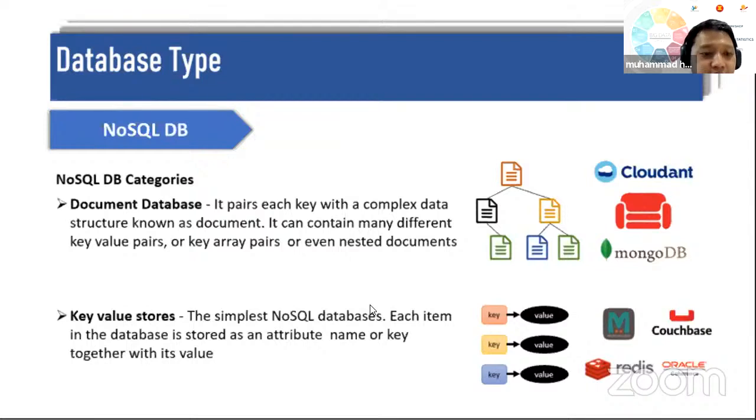And then for the second one, there is key value stores. Key value stores is the simplest NoSQL database. Each item in the database is stored as an attribute name, or key, together with its value. You can see the picture describing it in the slide in the bottom part. Its key is connected with the value. As simple as that. And if we want to know the implementation of key value stores, we can try Memcached, Couchbase Server, Redis, or Oracle Coherence.